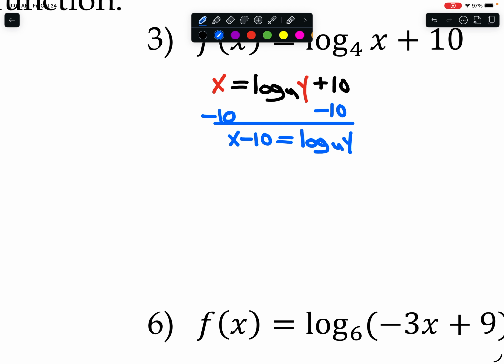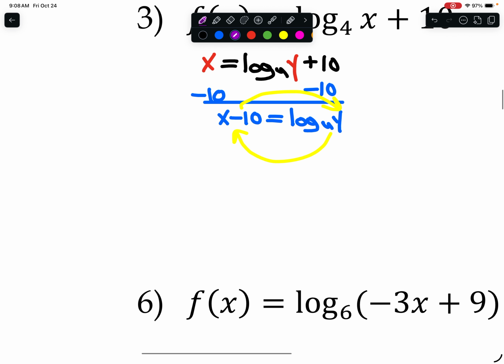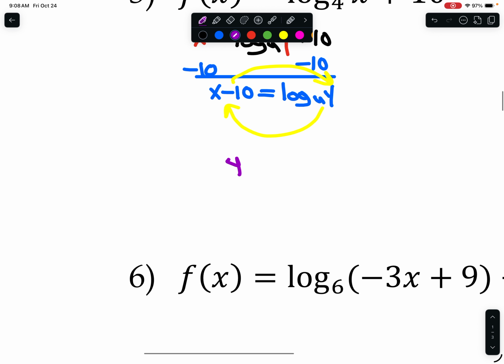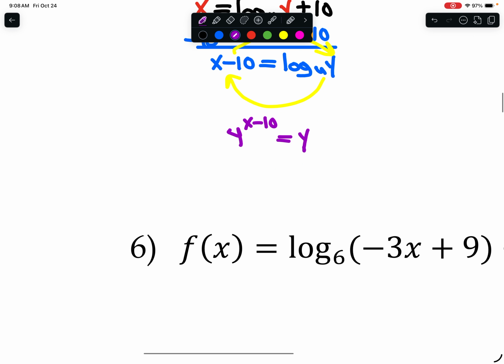So I'm ready to solve for the y value, so I want to get it out of the argument. So I'm going to do circle of life and rewrite it as 4 raised to the x minus 10, which is equal to y, and then we're going to flip it over. So y equals 4 raised to the x minus 10.